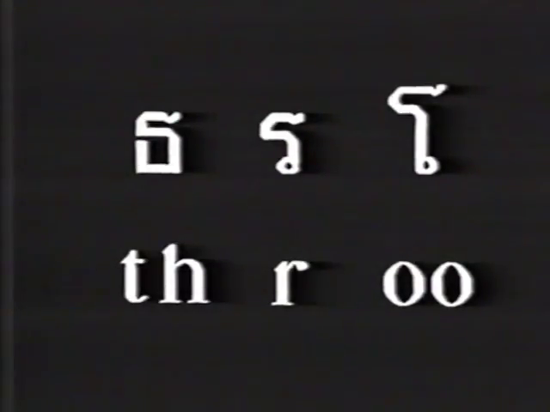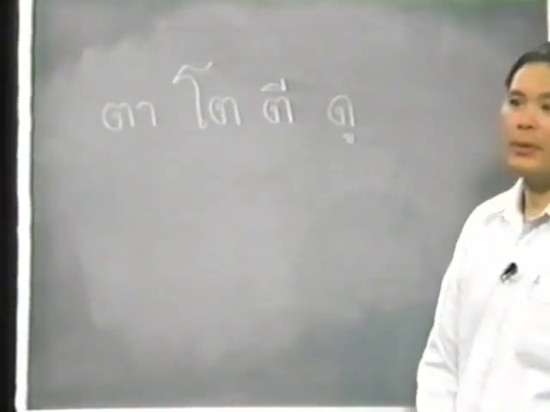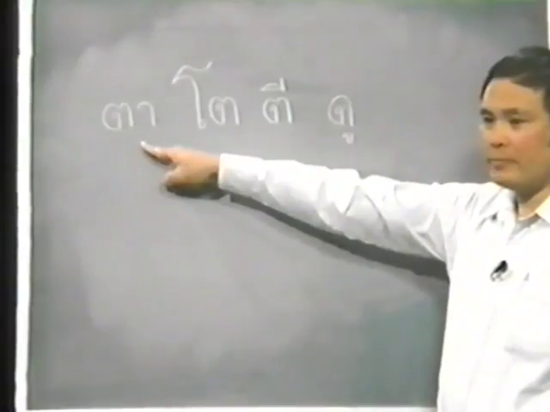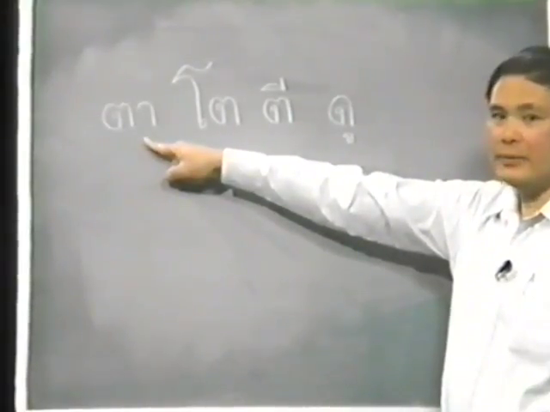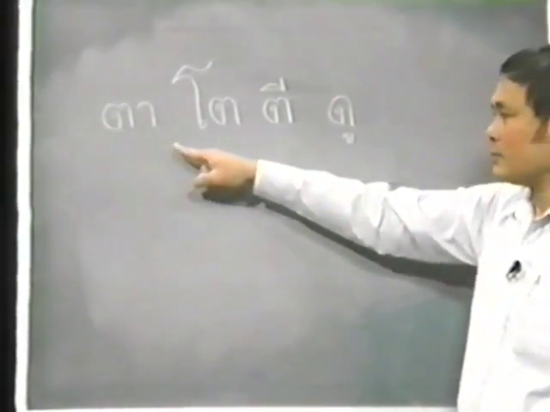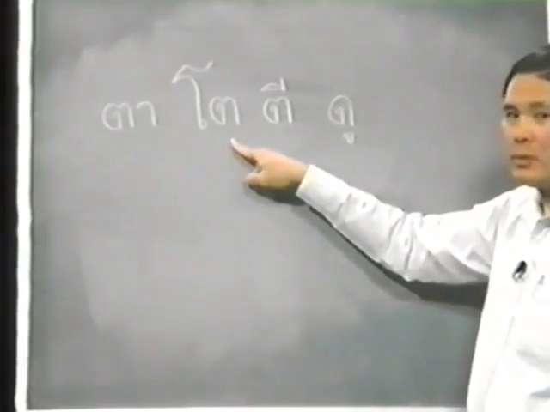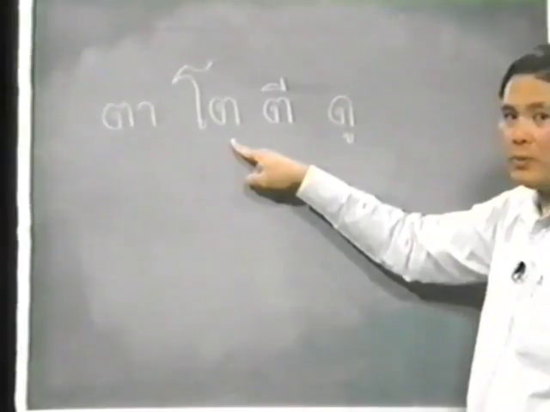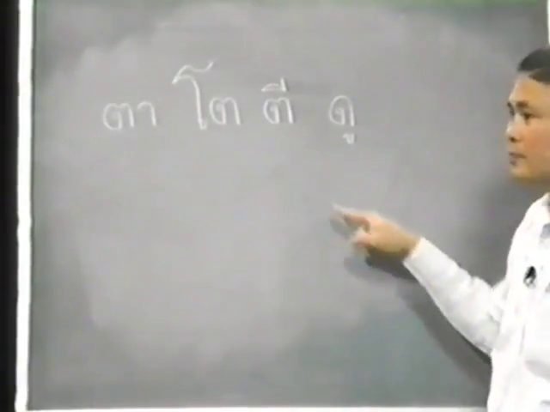Some vowels, like sara a, are written after their consonants, as within ta. Others, like sara o, are written before but pronounced after. To. Still other vowels are written over.